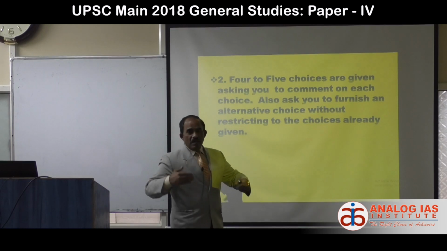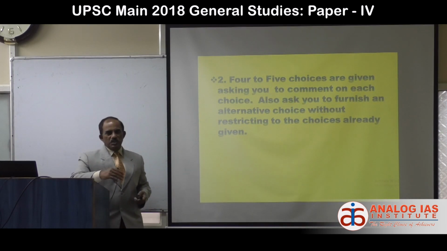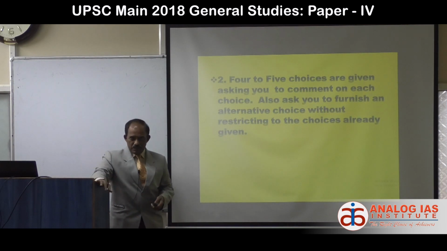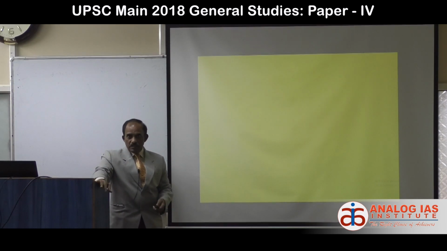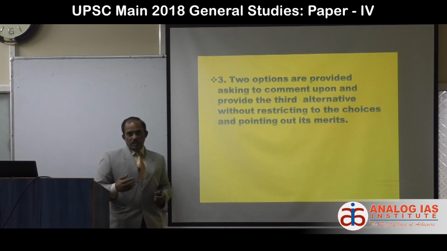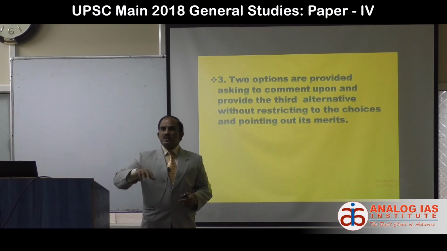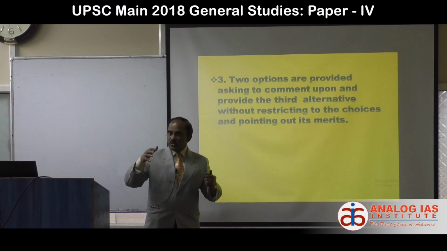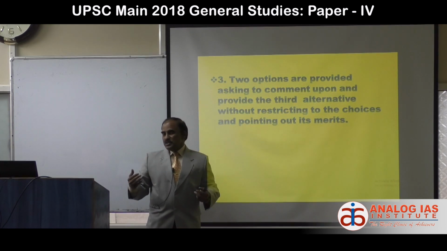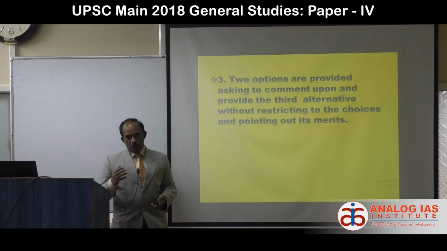So you can come up with your own solution rather than restricting yourself to the choices given by the UPSC in the paper. The third is where two options are given in the case study itself, and you are asked to come up with a third alternative, and you have to give the merits and demerits as to why your third alternative is better than the first and second given by the UPSC.